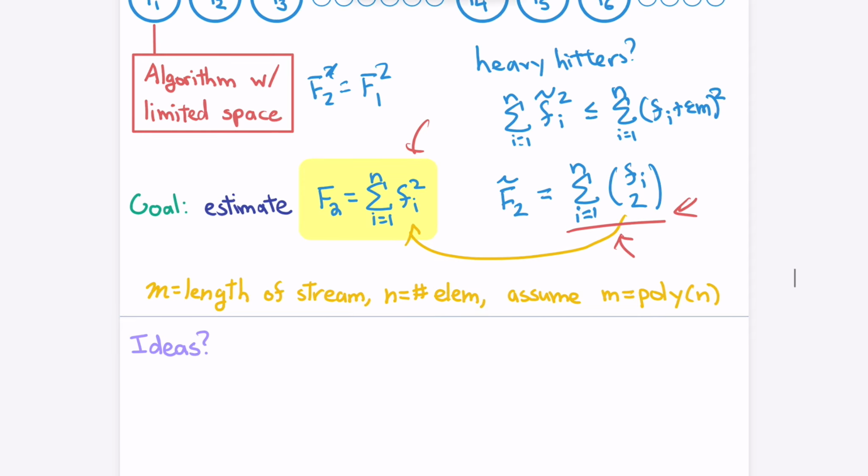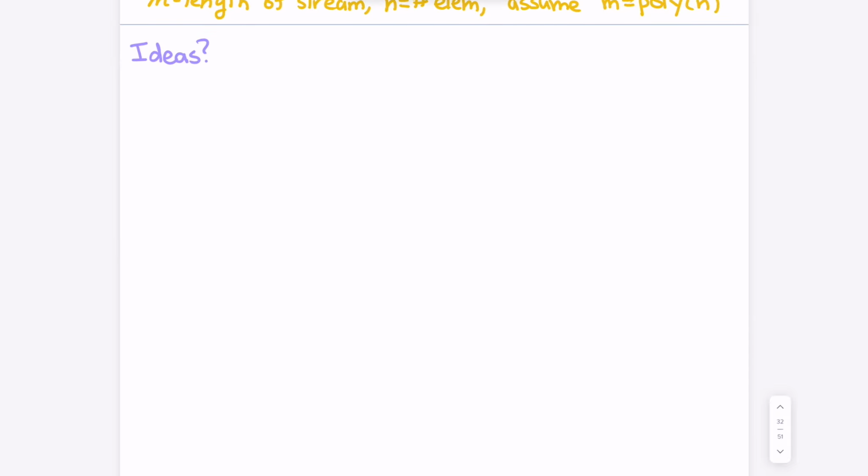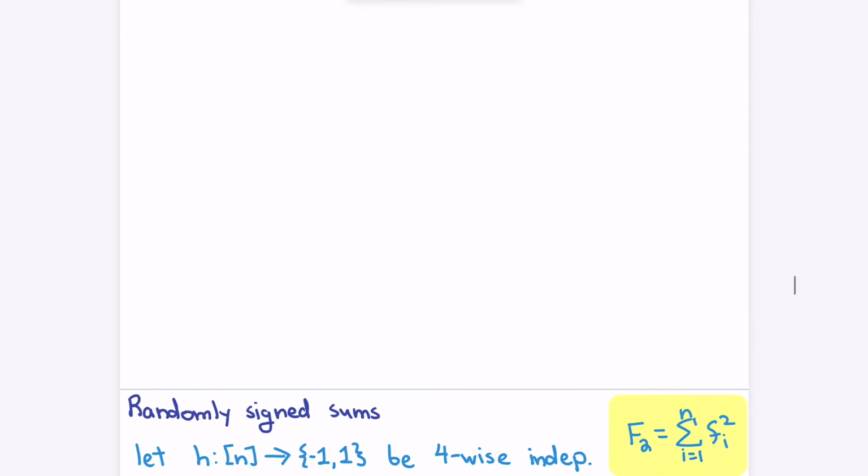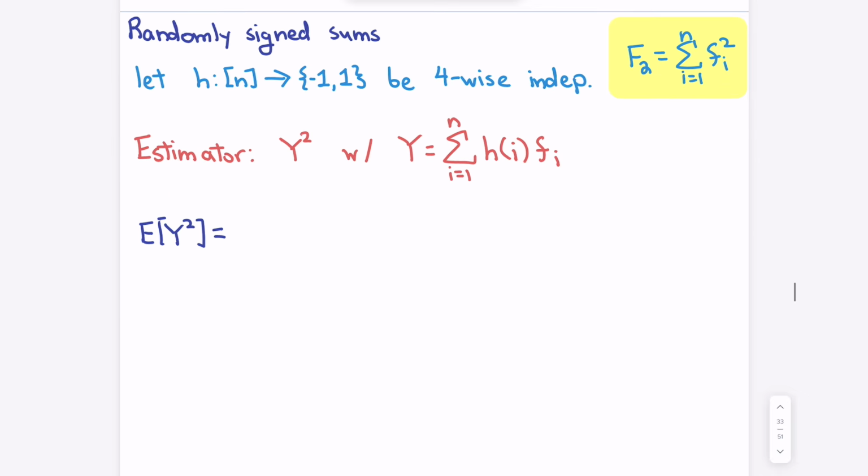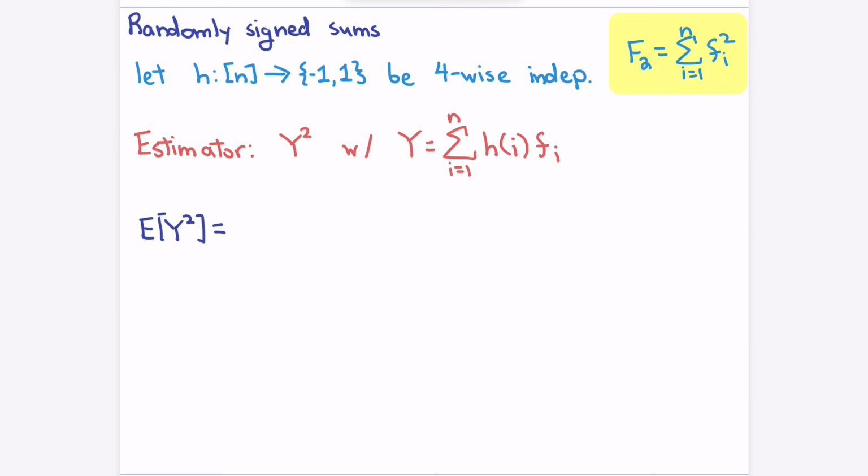Okay, so we're going to do something based on hashing this time. It's not going to be as cute in some ways as before, but it's going to be based on randomly signed sums. I'm going to start with these four-wise independent hash functions. You can think of this as just ideal hash functions, and then afterwards figure out how much independence we needed. For every element, it's going to assign a plus or minus one. All we're going to track is the sum of frequencies times their sign.